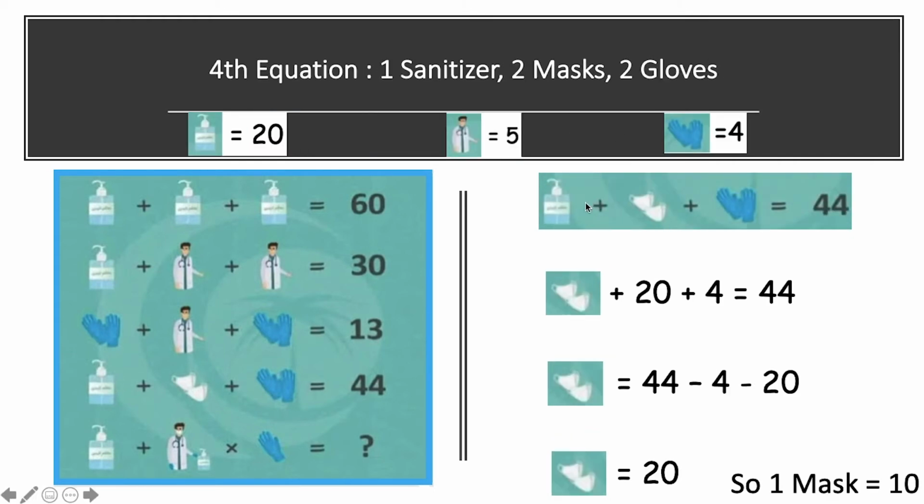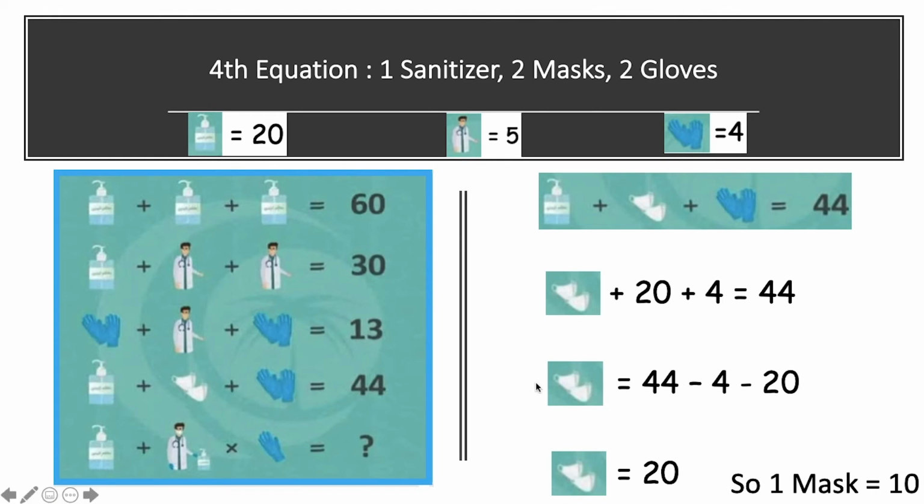In the fourth equation, we have one sanitizer plus 2 masks and 2 gloves whose sum is equal to 44. On solving this, we will get value of mask as we have value of sanitizer and gloves. So putting those values here in the equation and solving this equation to get the value of mask.